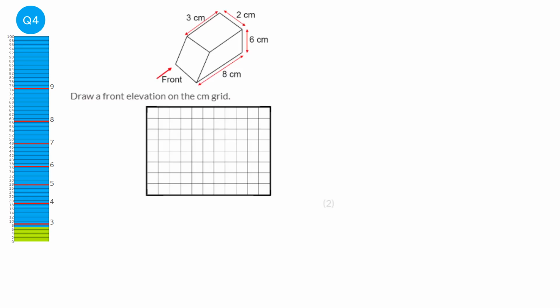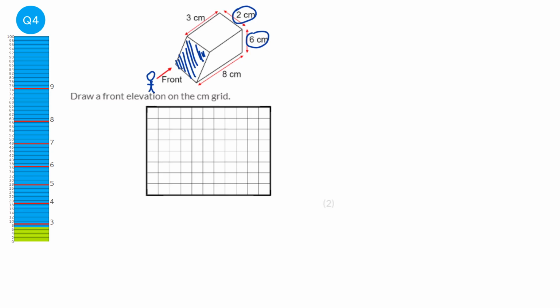The front elevation of a shape is the view you'll get if you were standing at the front. So if you imagine you're standing here, the only side you will see is this side here. And what will it look like? Well, it will look like a complete square or rectangle. And how high will it be? Well, it will be 6 centimetres high. And how wide will it be? Well, it will be 2 centimetres wide.